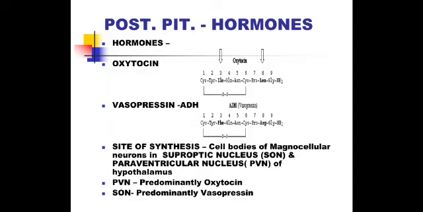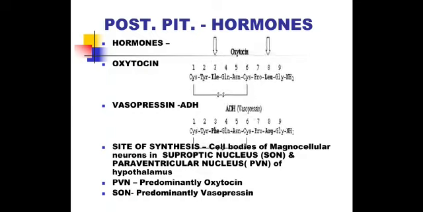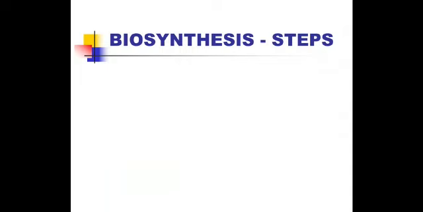are replaced in oxytocin by leucine and isoleucine, whereas in vasopressin they are phenylalanine and arginine. So it is called arginine vasopressin, as you all see here.